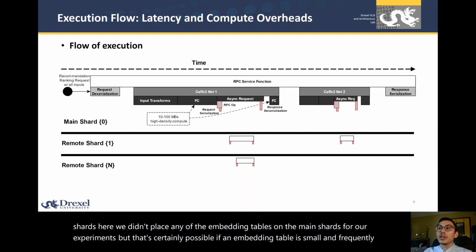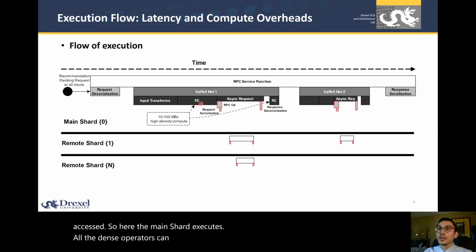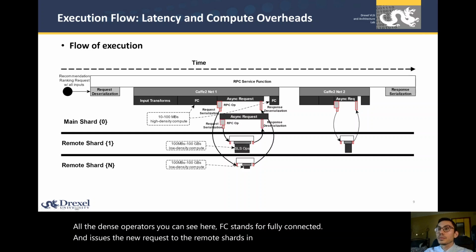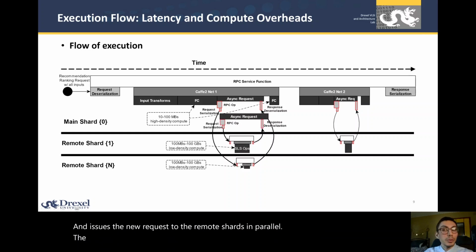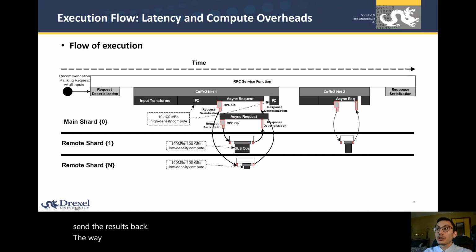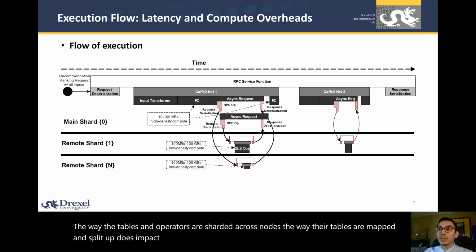So here the main shard executes all the dense operators. You can see here FC stands for fully connected, and issues the new request to the remote shards in parallel. The remote shards, which can have multiple embedding tables, perform the lookups and send the results back. The way the tables and operators are sharded across nodes, so the way the tables are mapped and split up, does impact latency and compute, which we'll touch on a little bit later on.